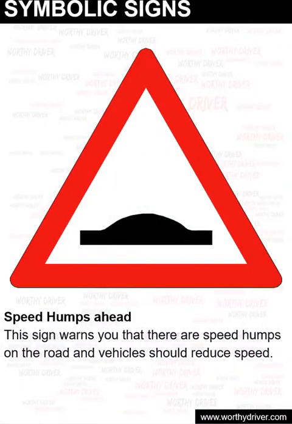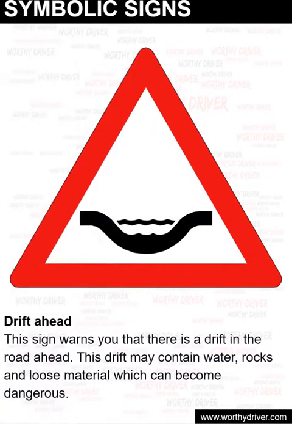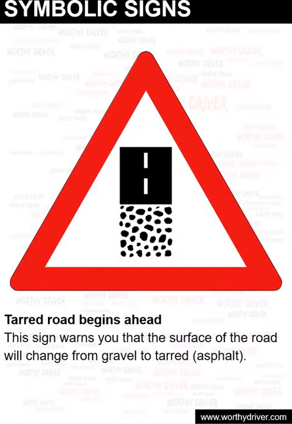Speed humps ahead. This sign warns you that there are speed humps on the road, and vehicles should reduce speed. Drift ahead. This sign warns you that there is a drift in the road ahead. This drift may contain water, rocks, and loose material, which can make driving dangerous. Tarred road begins ahead. This sign warns you that the surface of the road will change from gravel to tarred asphalt.